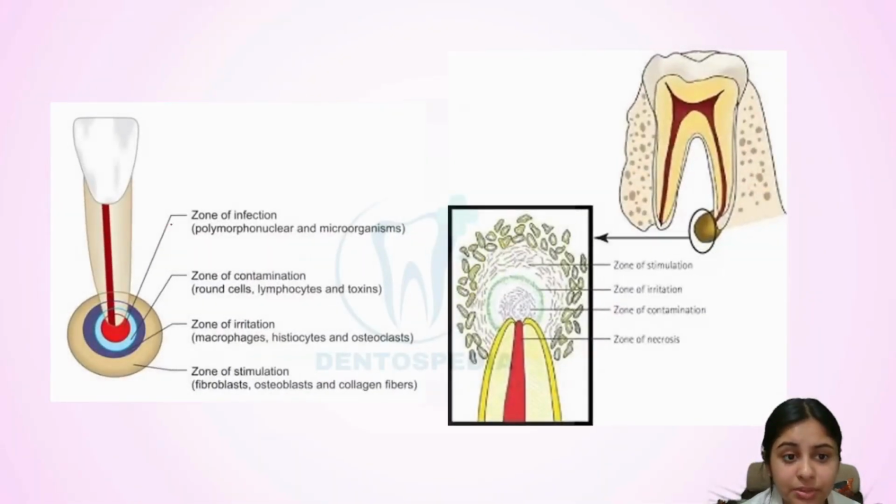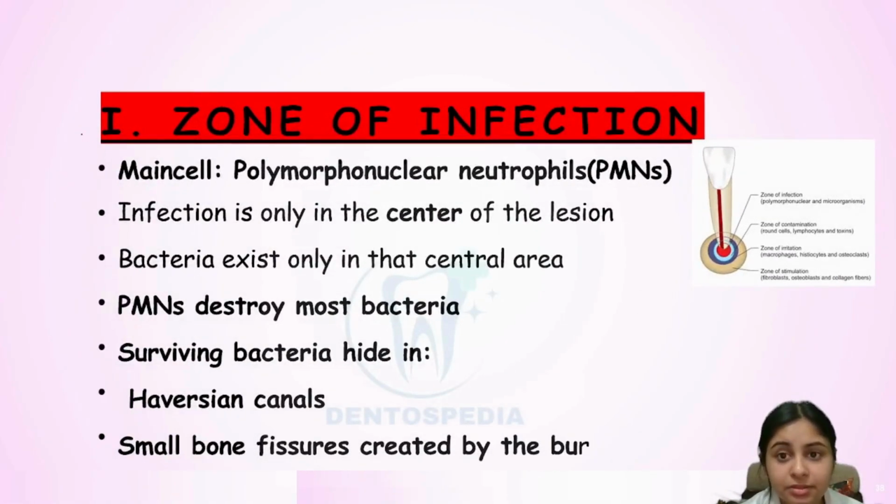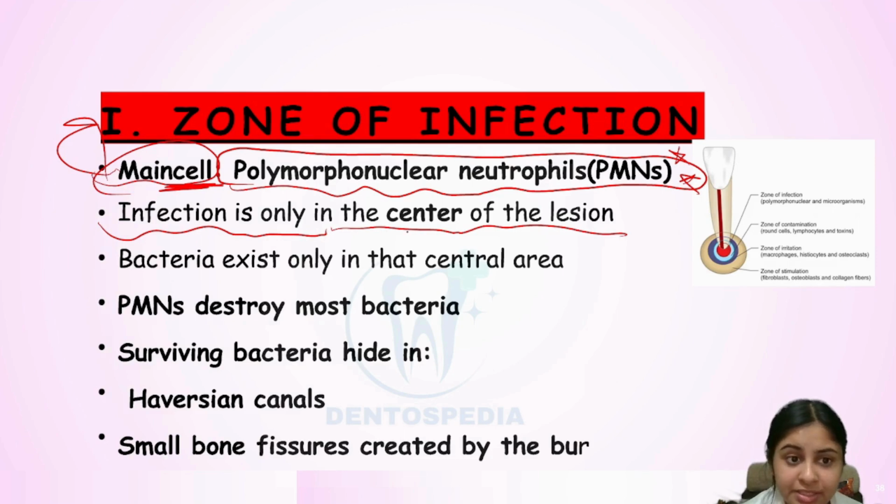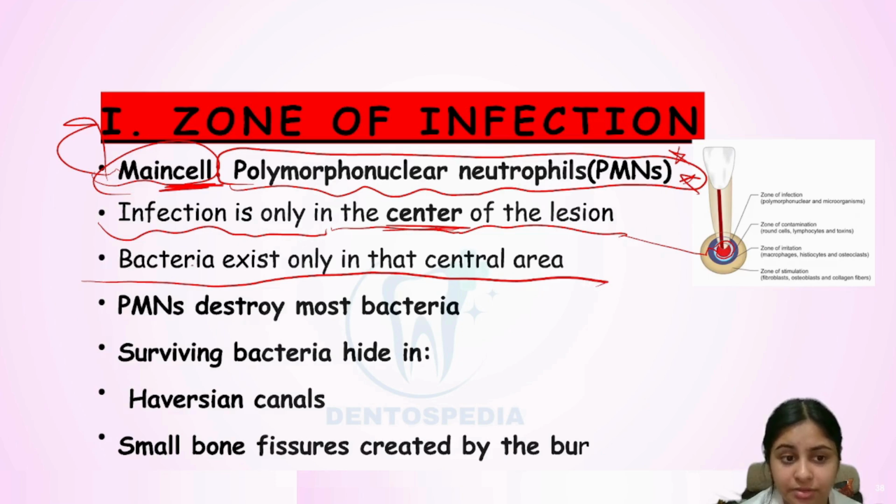We can see the first zone is the zone of infection. It is the central part of the infection. Here the main cells are the polymorphonuclear neutrophils. It is very important to remember that each and every cell is very particular to these zones. The infection is only in the center of the lesion. We can see here it is at the center. In the picture, the bacteria exist only in the central area.